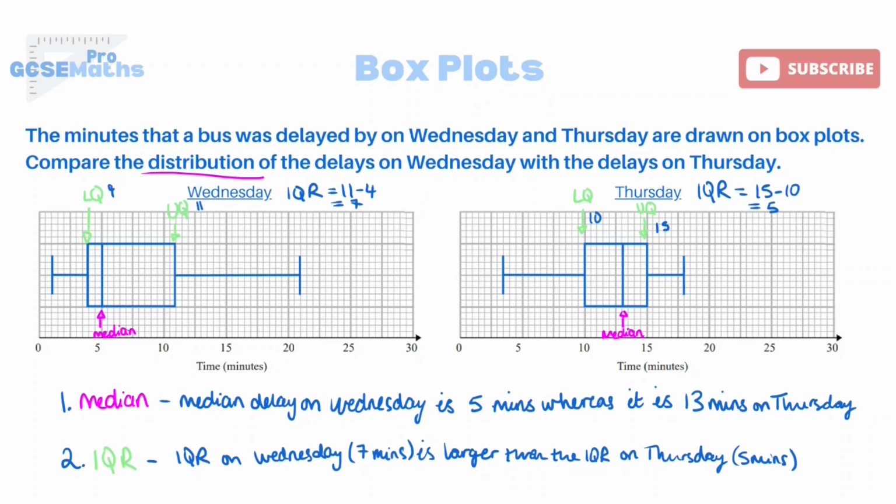Okay, so if they ever ask you to compare the distribution or whatever the context is of 2 box plots, you're going to be looking at the medians and you're going to be looking at the interquartile ranges, which you might have to calculate. So use values, use data, the numbers here where you can, and just basically make a comparison. Just say one is bigger than the other, one is smaller than the other, so on. That is it for this question. It's always the same answer.